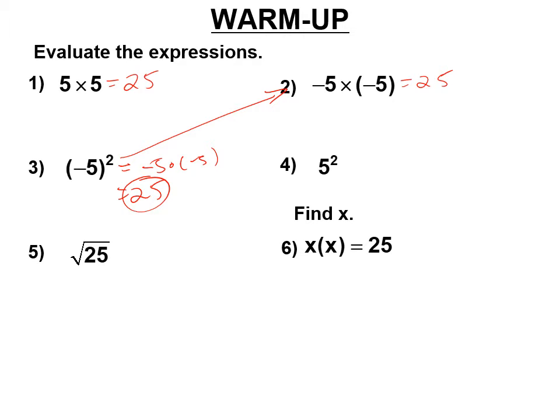Right, because it looks like there's one negative, but there's actually two negatives there. 5 squared is also positive 25. So the square root of 25 is 5.